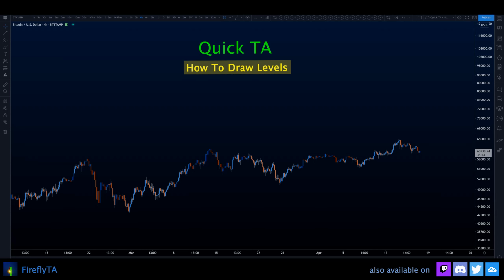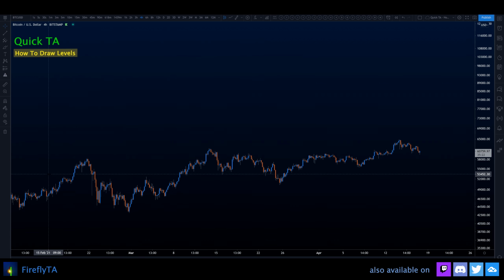Hi and welcome to this quick TA session on how to draw levels. This session is going to feature a lot of different ways on how to draw levels properly on a chart, on a clean chart like this. We're not using any indicators and we are going to focus solely on what price is doing here and how we can find levels.